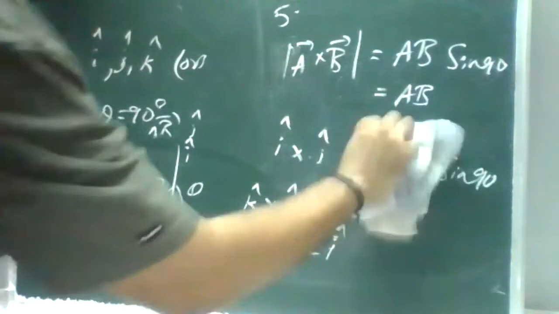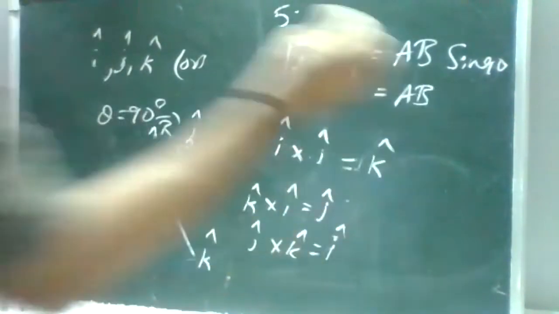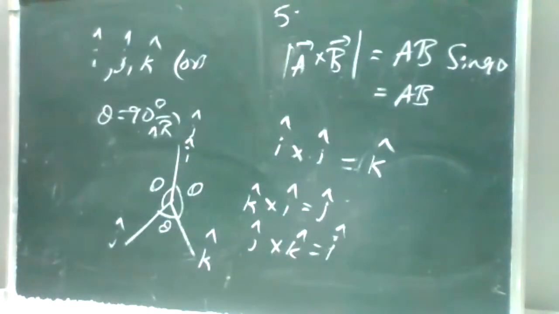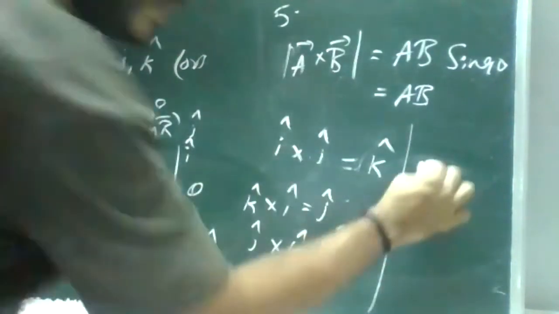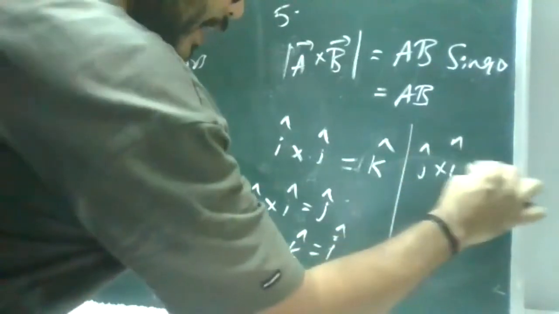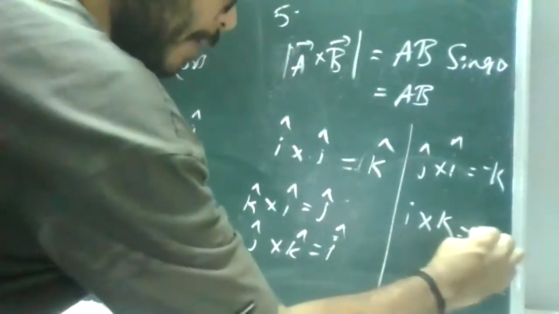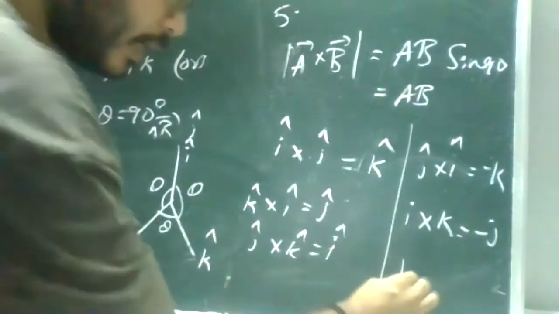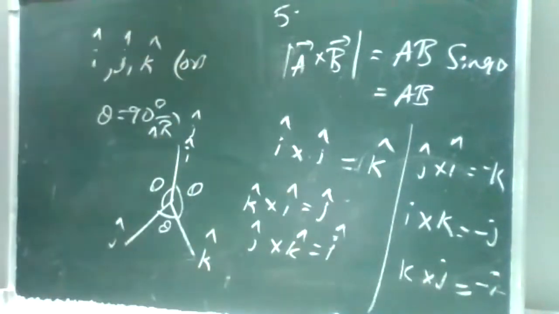So remember this direction. When you are discussing the cross product, the directions will be there. Suppose you are reversing the directions, because of the anti-commutative property, j cross i is minus k, i cross k is minus j, and k cross j is minus i. So these are your anti-commutative properties when both are making an angle theta.